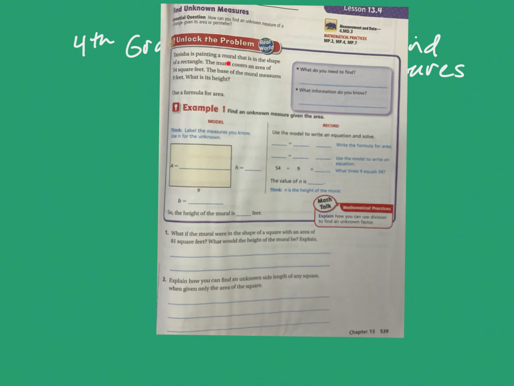Tanisha is painting a mural that is in the shape of a rectangle. The mural covers an area of 54 square feet. The base of the mural measures 9 feet. What is the height? Well, what do I need to find? It says, what is the height? So I need to find the height of a rectangle.